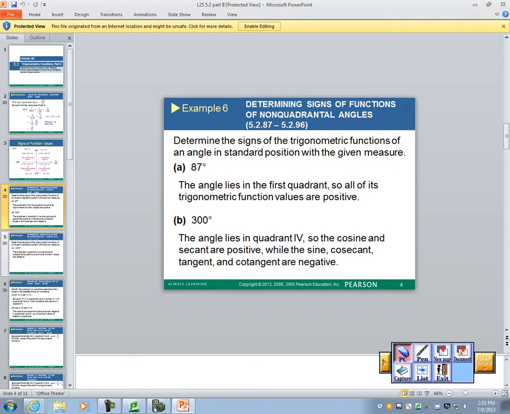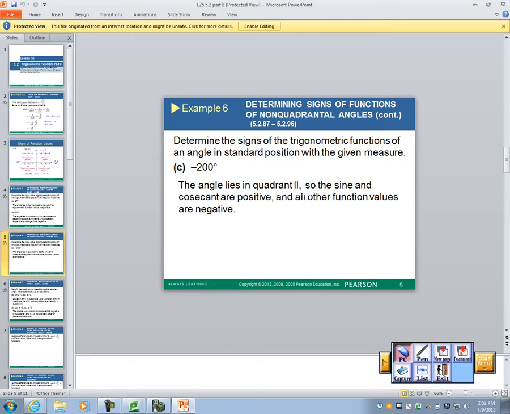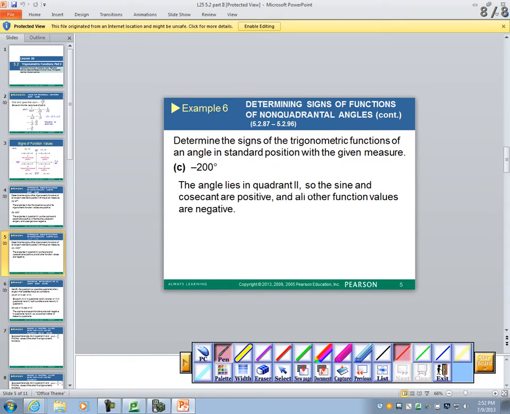All right. Determine the signs of the trigonometric functions of the angle in standard position with the given measure, negative 200. So I'll help you get started with that. Where, instead of going 90, 180, 270, 360, where is negative 90? Let's look at that and then go that way. Is it going to be where 90 is, or where 270 or 180? Negative 90, where's that? Is it positive x, positive y, negative x, negative y? Negative y, right. Negative 90, right?